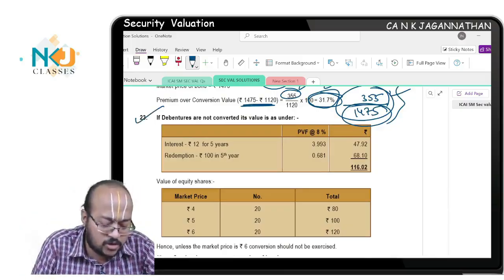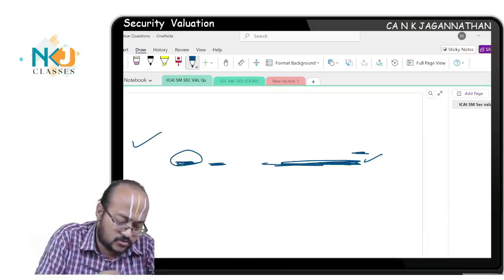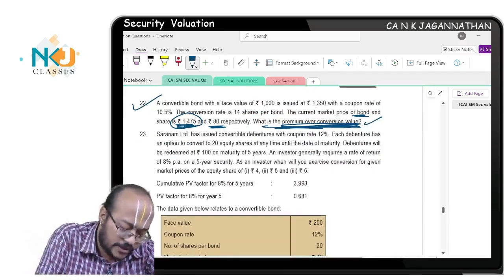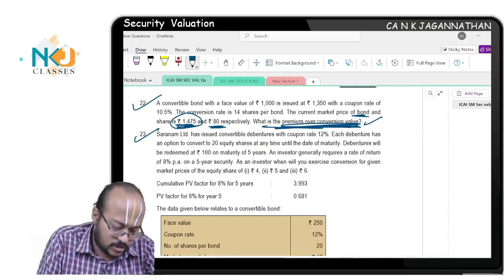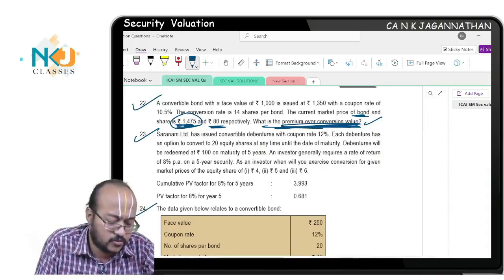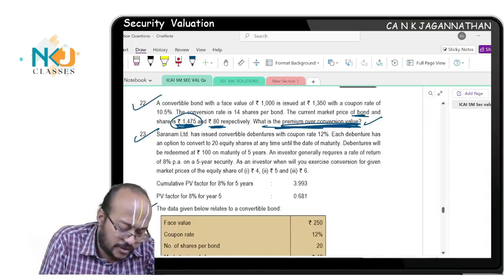Now, if debentures are not converted, this is the next question. Yes, question number 23. Question number 22 is over. They had just asked for the premium or conversion value. I think question number 24 is more comprehensive than question number 22. Right, question number 22 is done, so take question number 23 for discussion.